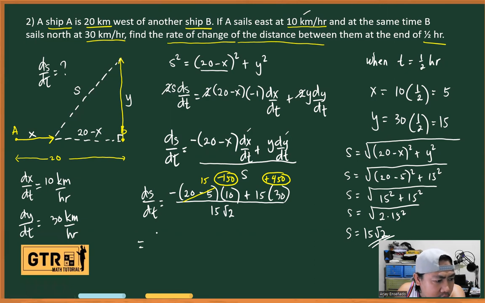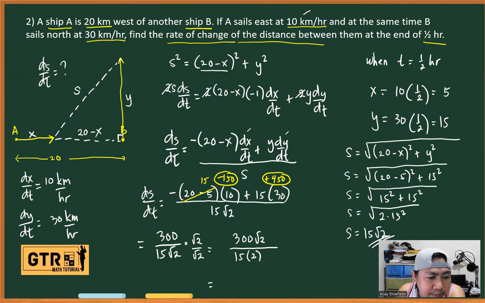So dinaretso na natin. So we have 300 over 15 square root of 2. Then rationalize natin. So yung square root of 2, multiply natin by square root of 2 over square root of 2, para yung denominator, masimplify natin, mawala itong square root of 2 sa denominator. So therefore, we have 300 square root of 2 over 15 times 2 na lang ito. 15 times 2, that is 30. Okay? Then 300 divided by 30, so that is equal to 10 square root of 2.